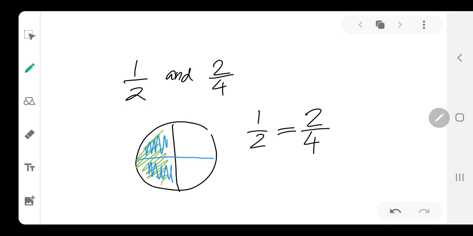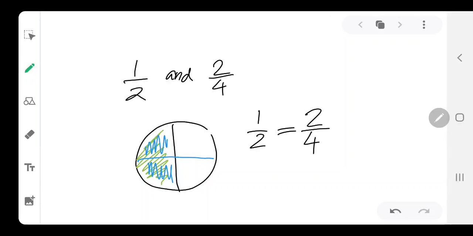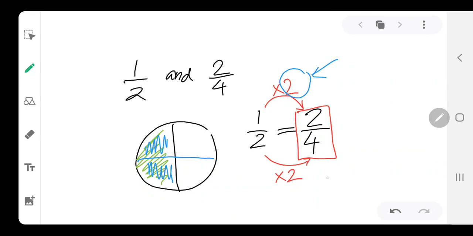Now both of these fractions are equal, and there is a relationship between these two fractions, and that relationship is the factor between the fractions. Now what does that mean? And this is the important part. If I were to multiply 1 times 2, and 2 times 2, we would get the new fraction. 1 times 2 is 2, and 2 times 2 is 4, and that gives us the new fraction.